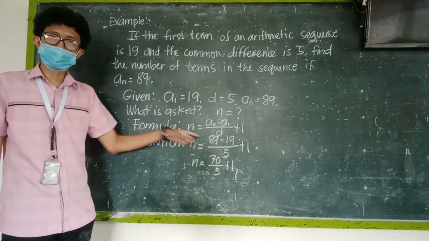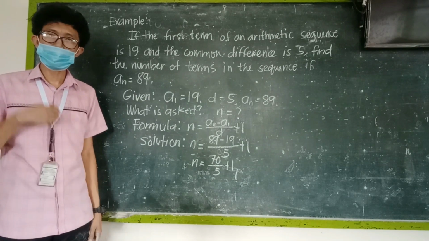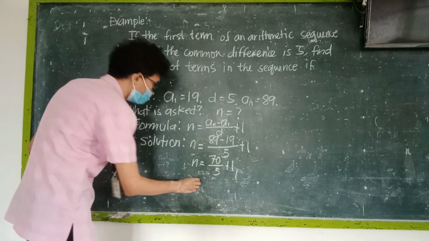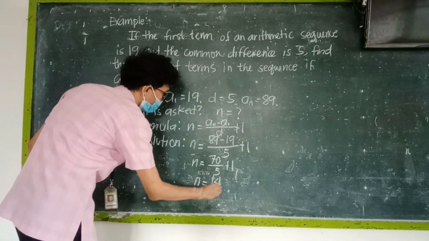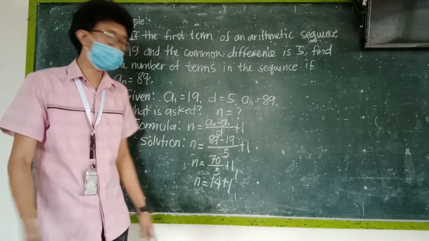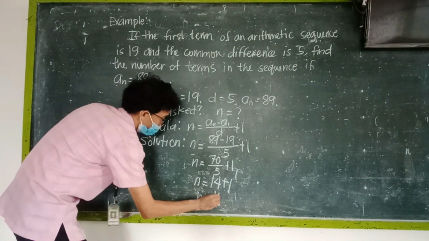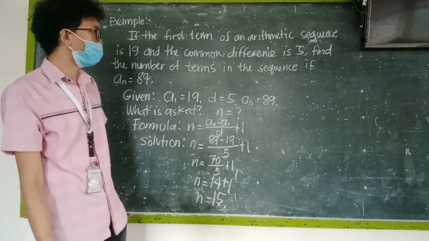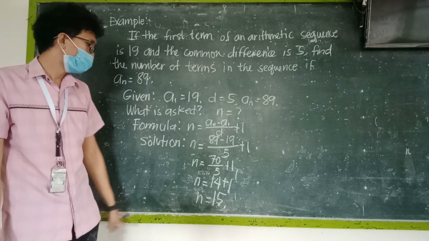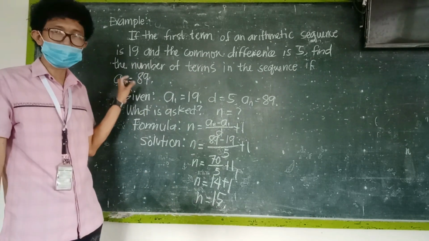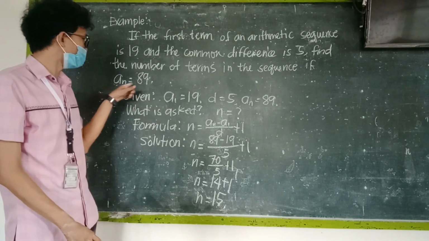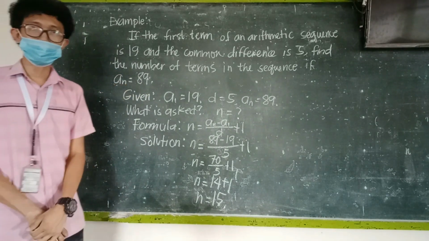So, i-divide na natin yung 70 at saka 5. Kasi by PEMDAS rule, mauna ang multiplication or division sa addition. So, you have 70 divided by 5 is equal to 14 plus 1. We have 14, idadagdag natin yung 1, so 14 plus 1, our n now is equal to 15. Therefore, the number of terms in the sequence whose first term is 19 and the common difference is 5 is equal to 15 if a sub n is equal to 89. So, ang ating pinapahiwatig dito ng a sub n is equal to 89, ang n pala dito is equal to 15.